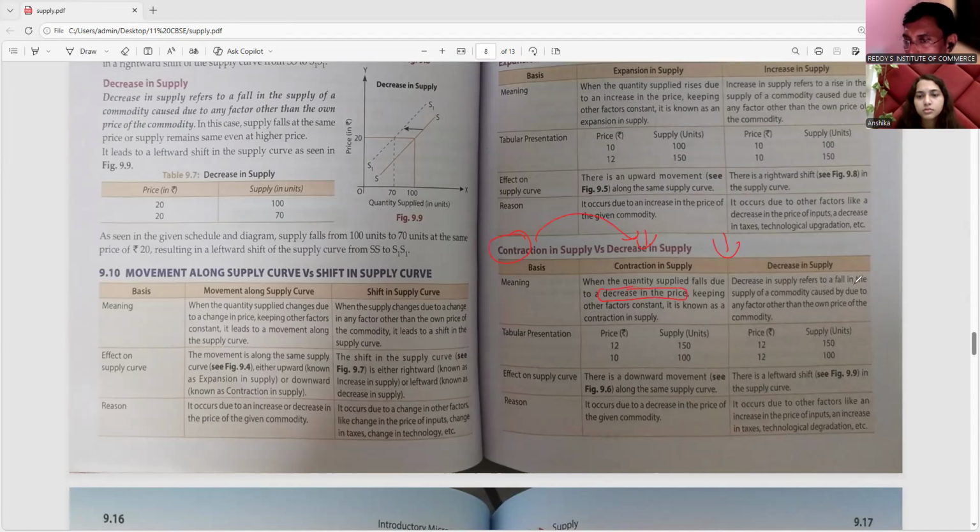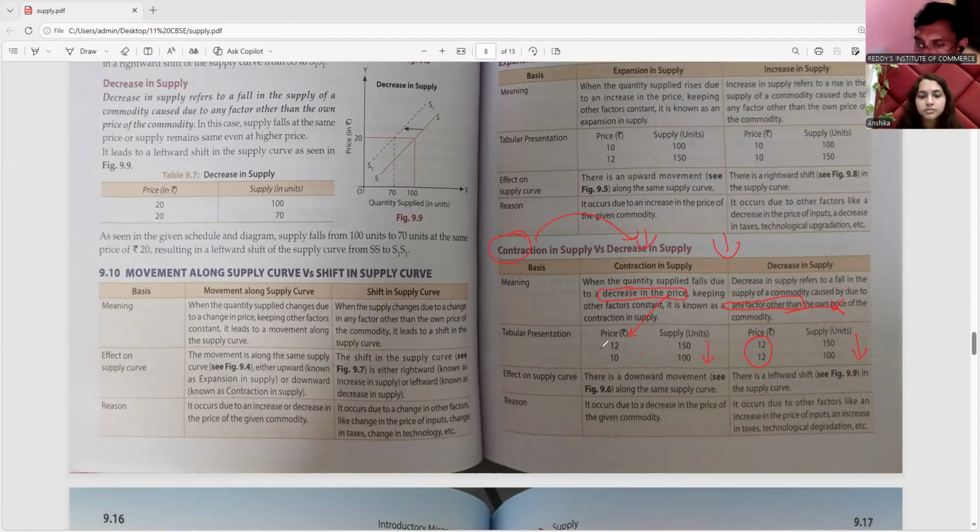Now, decrease in supply refers to a fall in supply of a commodity caused by any factor other than price. In this case, price remains the same, but other factors are changing. That is why supply falls down, right?